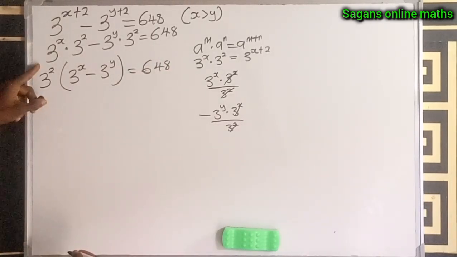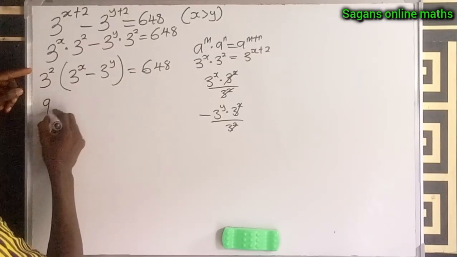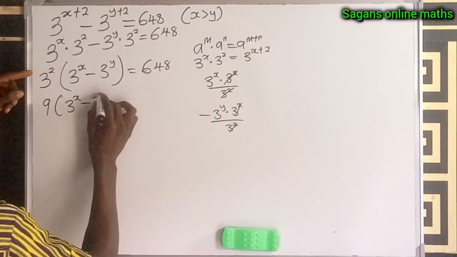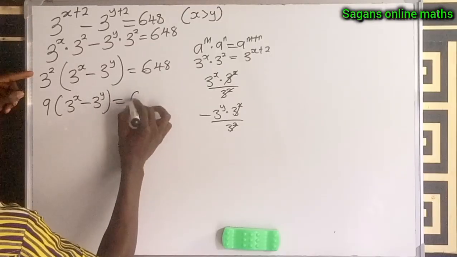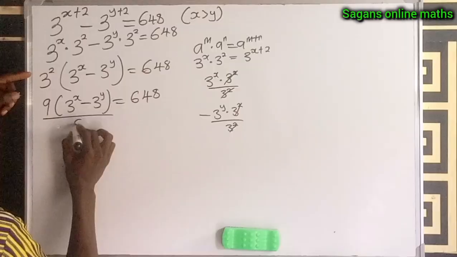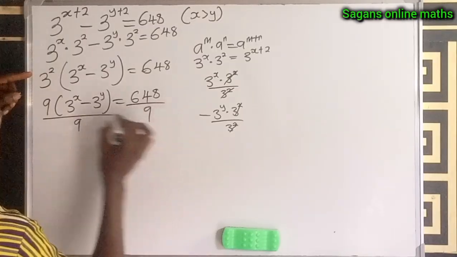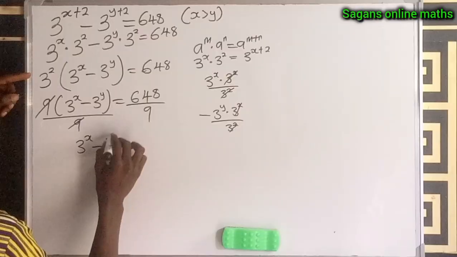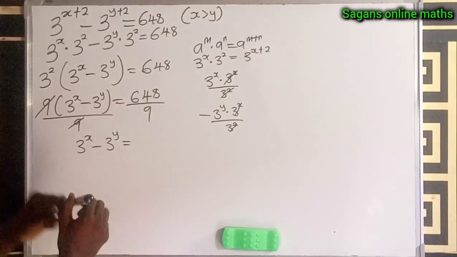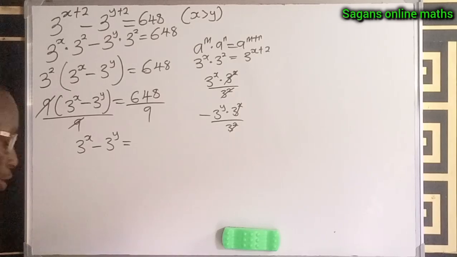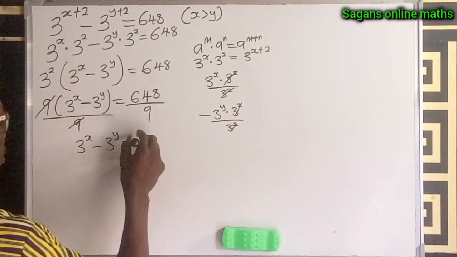Now at this point, what are we going to do? 3^2 simply means 3 times 3, which is 9. I'm having here 9 into 3^x minus 3^y, everything is equal to 648. I want to divide both sides by 9. 9 cancels out, so 3^x minus 3^y is equal to what? Now let's divide 648 by 9. I have 72.